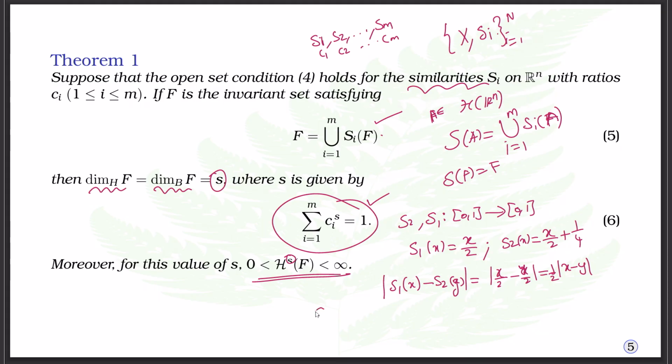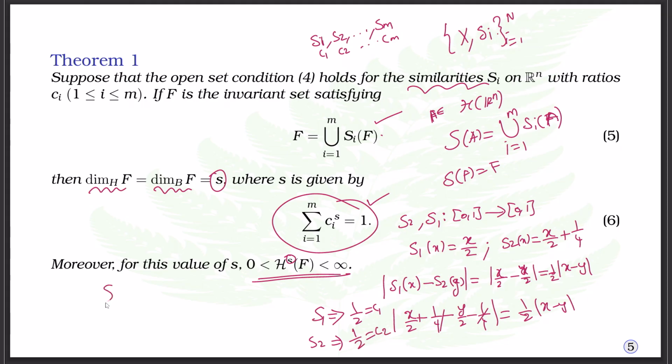So, for this S1 mapping, the associated C1 is 1 by 2. Similarly, for S2, x by 2 plus 1 by 4 minus y by 2 minus 1 by 4, the 1 by 4 terms will cancel. So, one can get 1 by 2 times x minus y. For S2 also, the ratio C2 is 1 by 2.